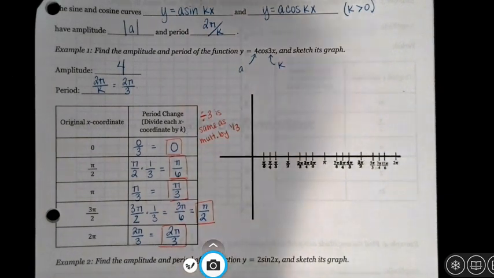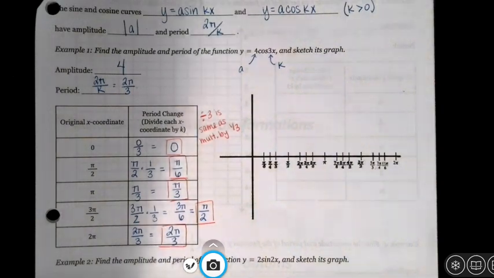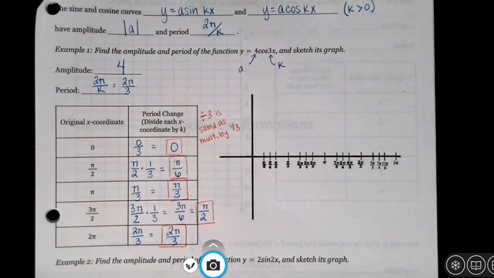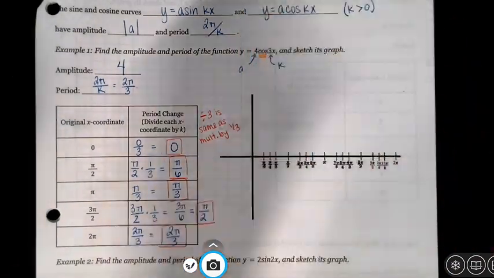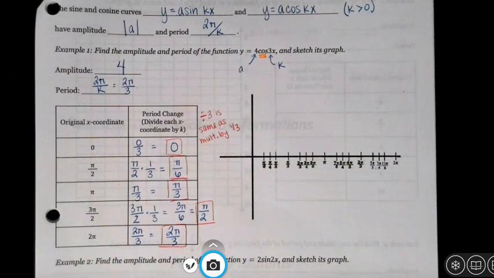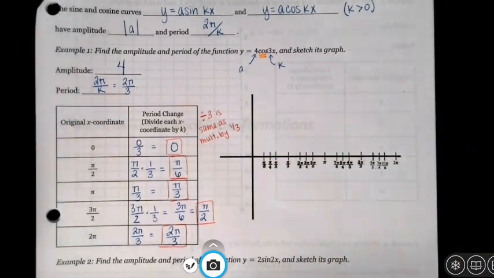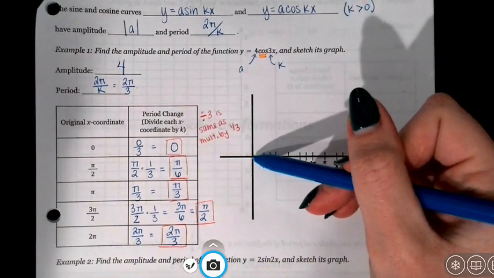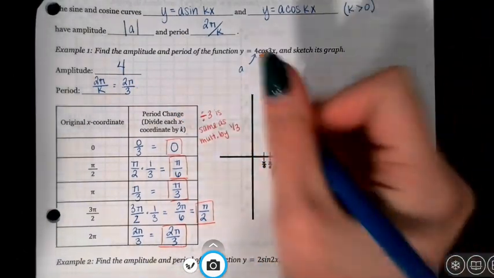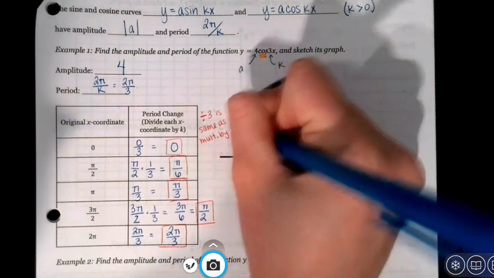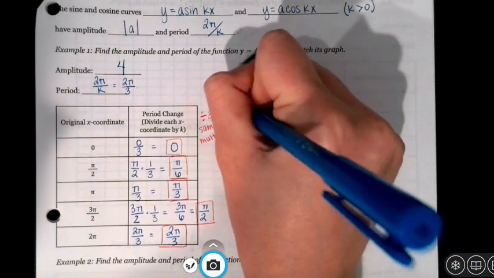So now I'm going to actually start off by graphing my basic curve, and then I'm going to do the new one with the period change and the amplitude change. So I'm going to go back up to my equation. I noticed that this is a cosine equation, so I want to start by graphing a cosine curve. So on my coordinate plane, I need to include some values on my y-axis. And since my amplitude is 4, I am probably just going to go up to 4 or 5 for both positive and negative. I'm going to do 5.